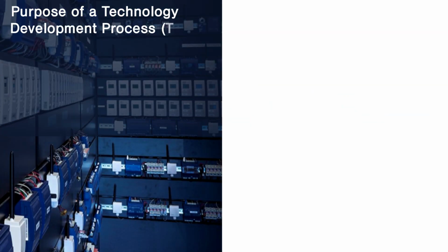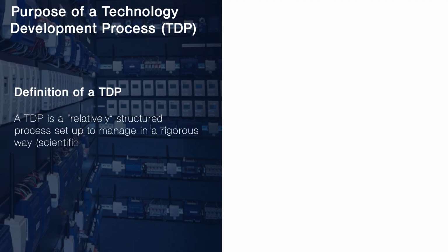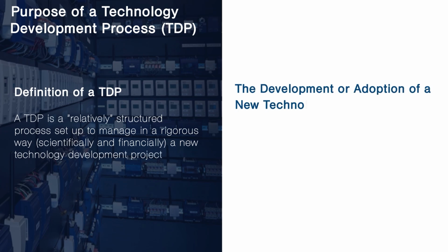The technology development process, or TDP, is a relatively structured process set up to rigorously manage a new technology development project, whether scientifically or financially. Mastering the technology in its development and adoption phase takes time, and the results can be unpredictable. The two levels of performance measurement include the TDP and the PDP.